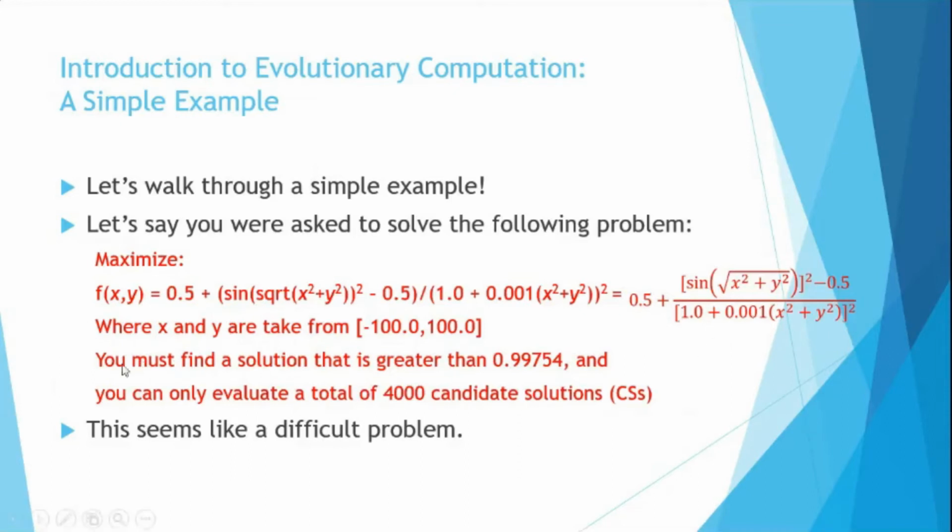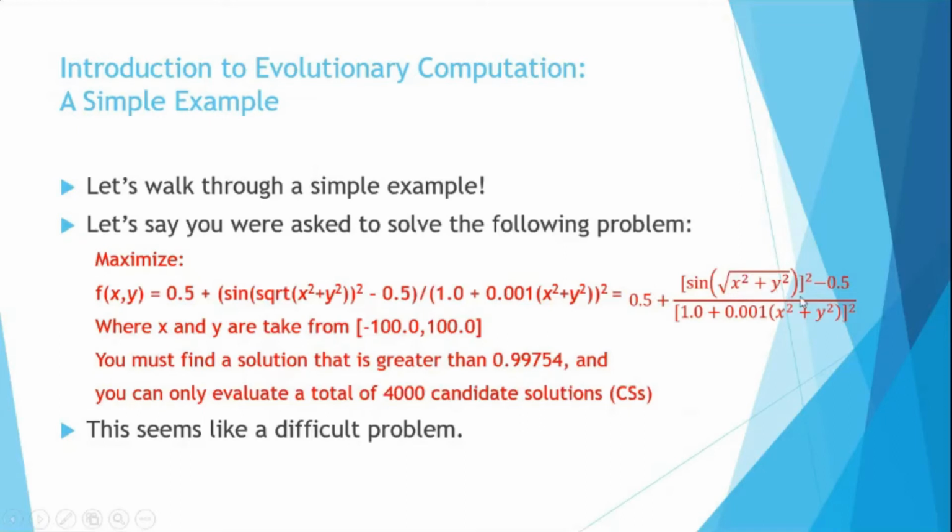Now what you must do is find a solution that is greater than 0.99754, and you can only evaluate a total of 4,000 candidate solutions. So you have to evaluate 4,000 candidate solutions and find a solution for this condition. The solution must be greater than 0.99754. That's the condition. So how do you find the values of x and y?